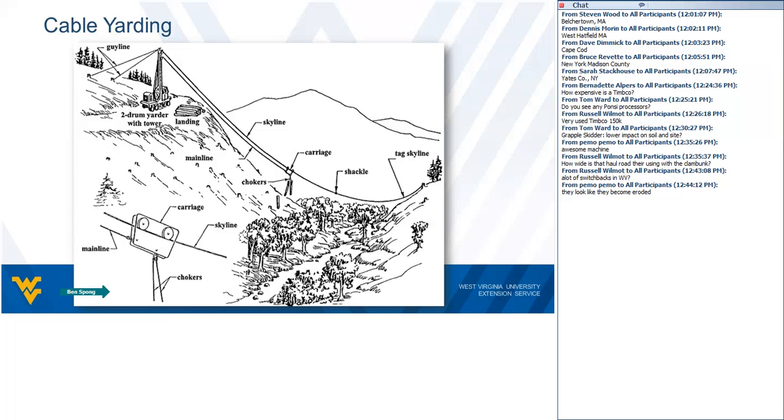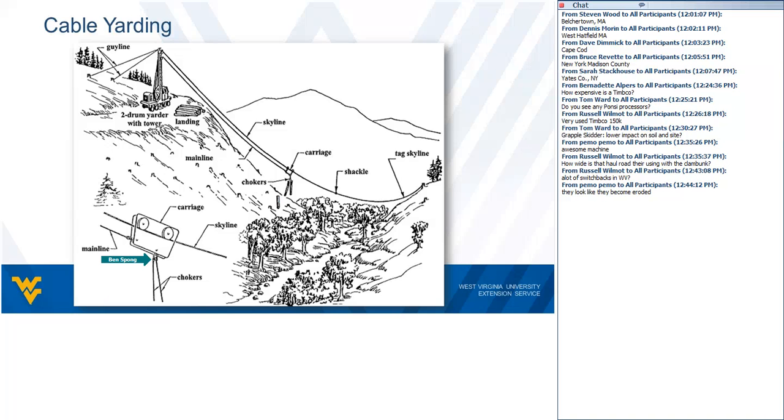Now, in order to get the carriage down to the ground down here, they have to slack the Skyline. So they'll let additional length out on that Skyline so it'll lower down to the ground. Then guys on the ground called choker setters will come put those little chokers, those wires, around the logs and then attach it up here to the carriage. And once it's attached to the carriage, they'll raise the Skyline back up into the air. So they'll pull it in.